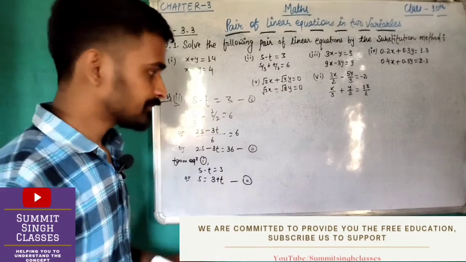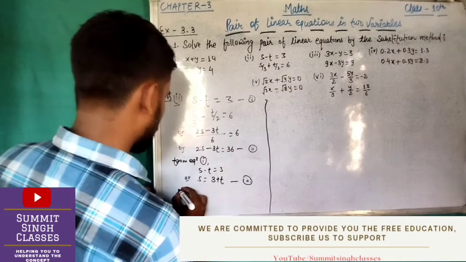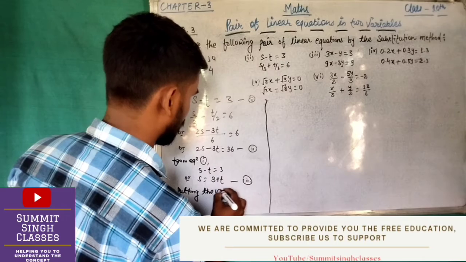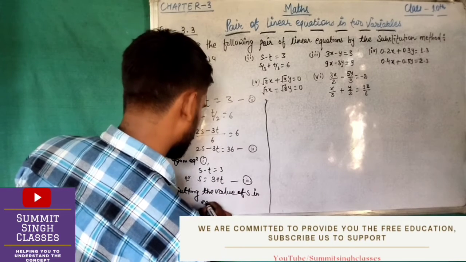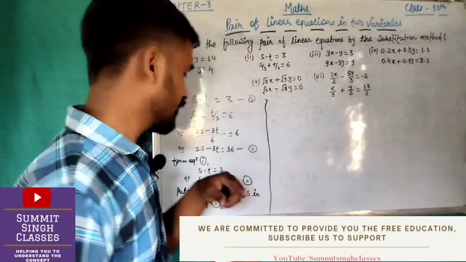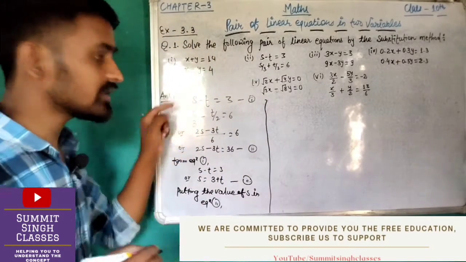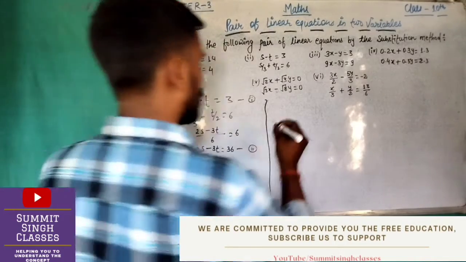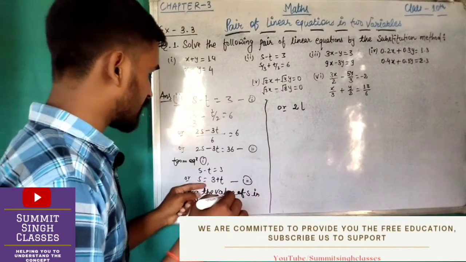Are you getting that? So now we will write: putting the value of s, in which equation? In equation second. Why? Because it is taken from the first, so we will put it in the second. So here the value of s will be placed, and we can write 2 into, on the place of s we will write 3 plus t.